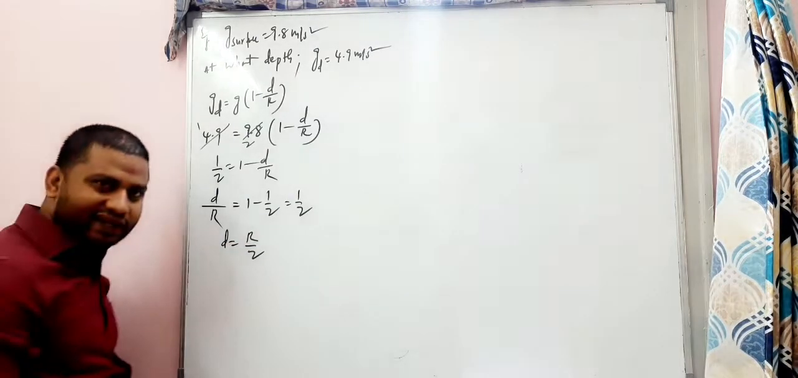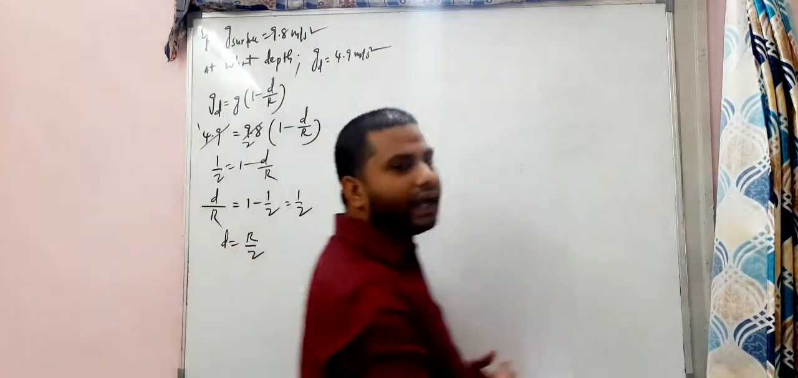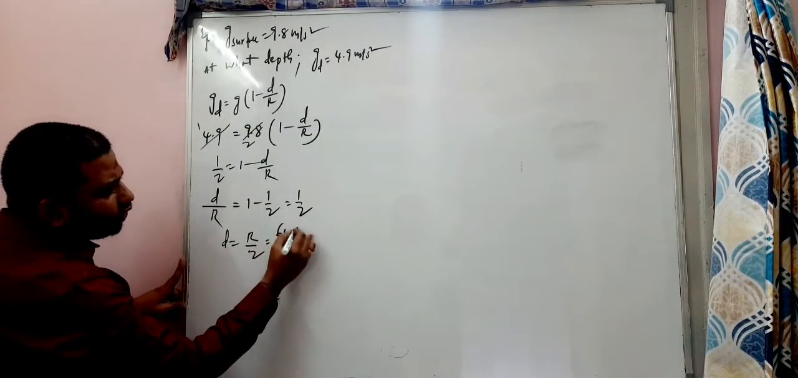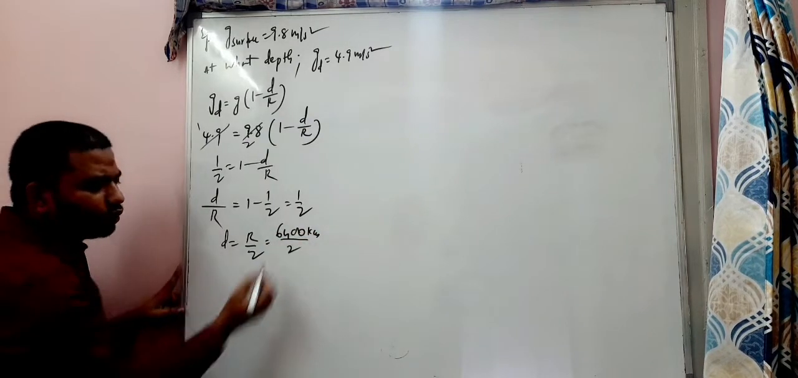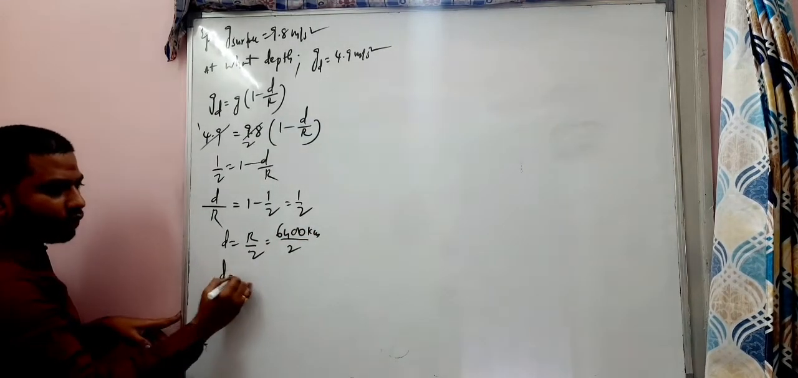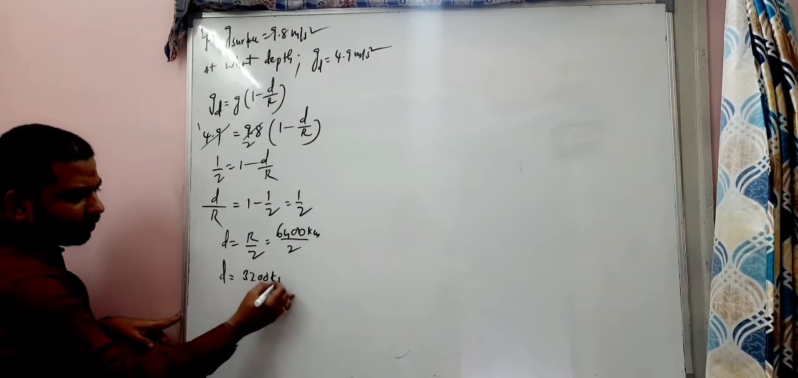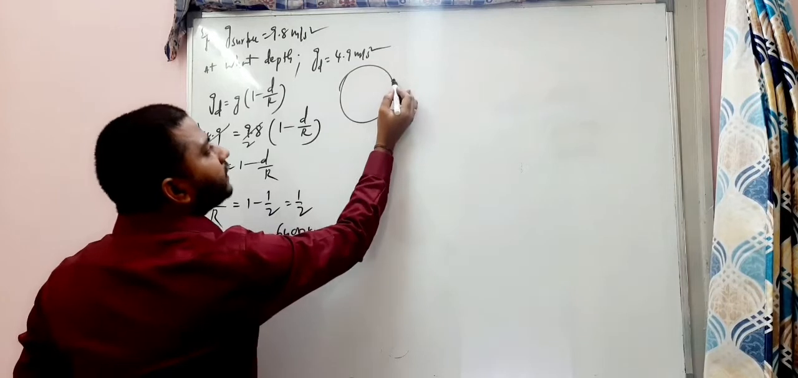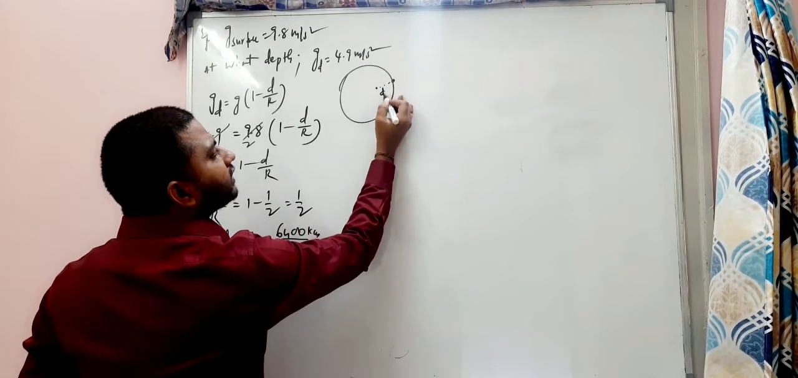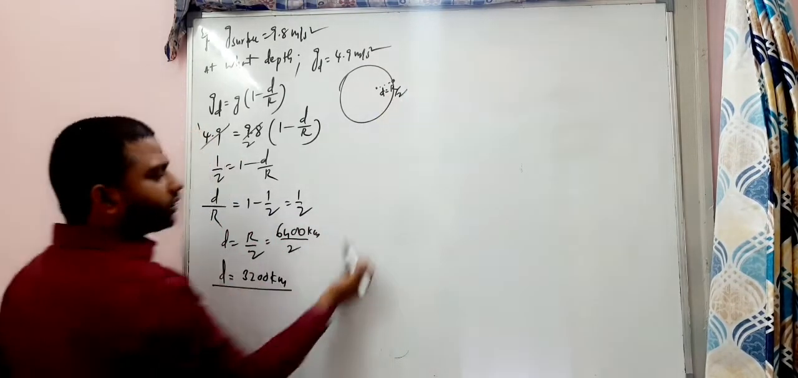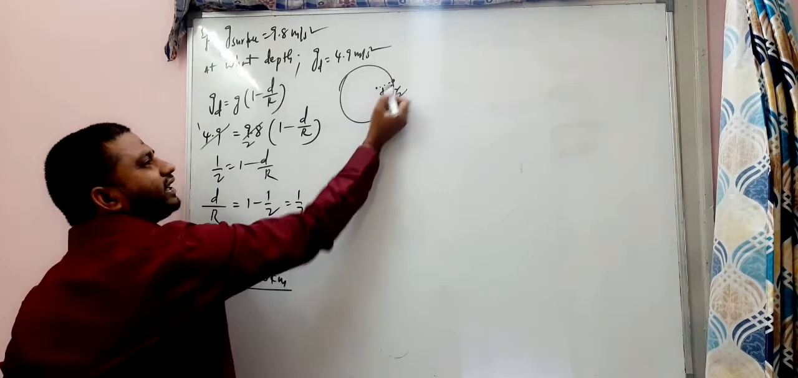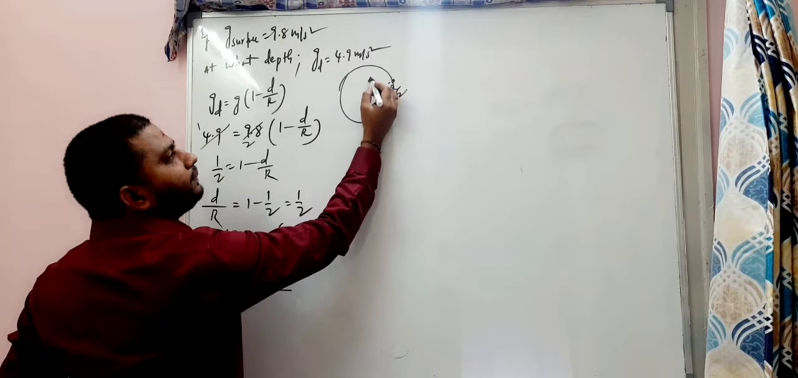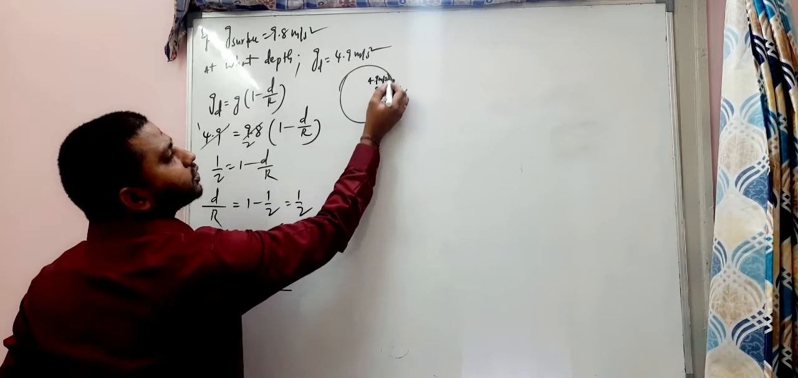My dear students, d is equal to how much? R by 2, right? So that means it is 6,400 kilometers divided by 2. So d is equal to 3,200 kilometers. If this is the surface of the earth, from here, d is equal to R by 2, 3,200 kilometers, you should go deeper. At that depth, your g value will become 4.9 meter per second square.